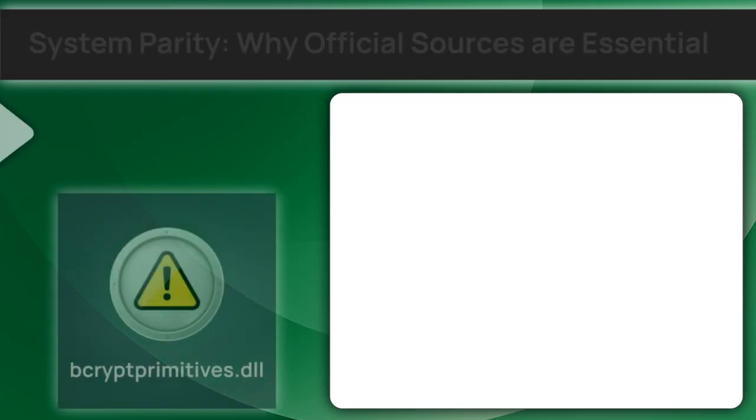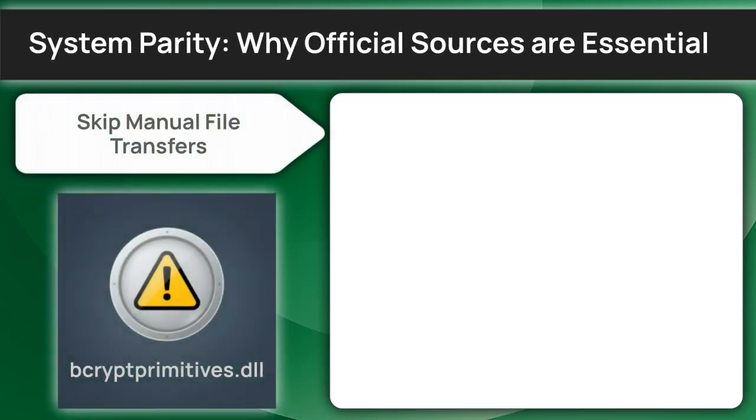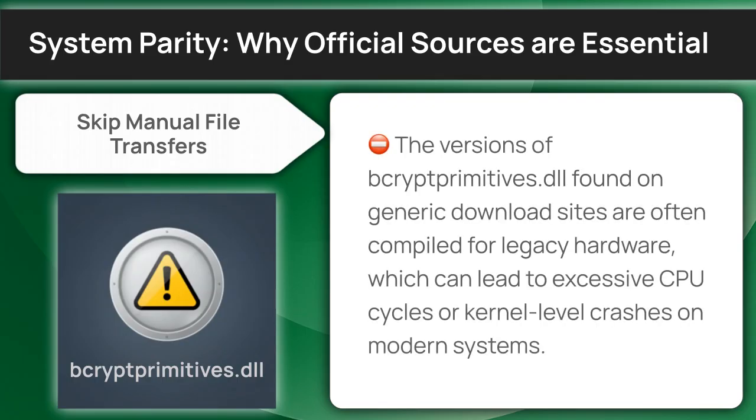Let's look at a key safety rule that will keep your PC protected while we address this error. Remember that manual replacement of the Bcryptprimitives.dll is highly risky. Using unverified files from the internet can cause permanent damage to your Windows registry and lead to complete system failure.